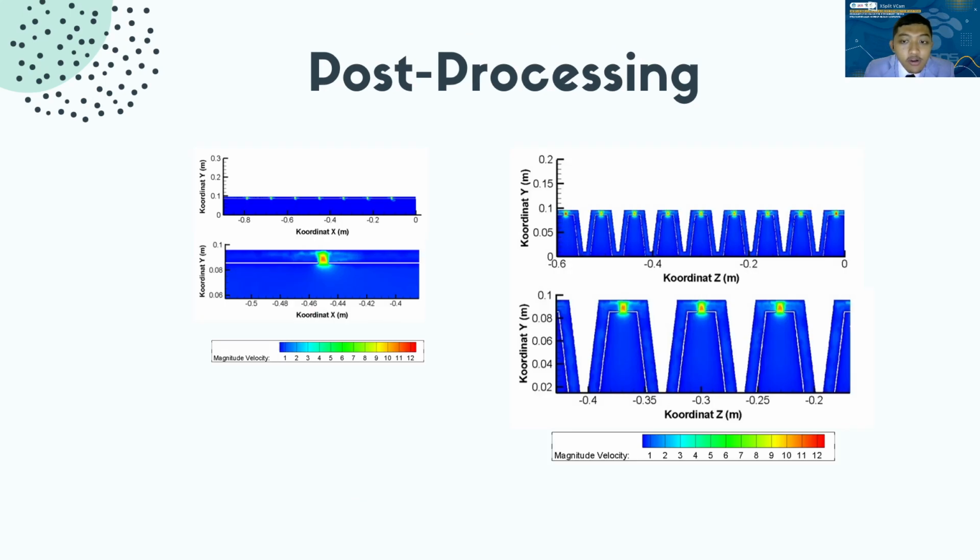And this is post-processing of velocity. For the post-processing velocity, I divided the geometry into planes: the XY plane located in Z position minus 0.3 meter, the YZ plane in the X position of minus 0.45 meter, and the ZX plane in the minus 0.85 meter position, located above the jet plate and jet impingement.